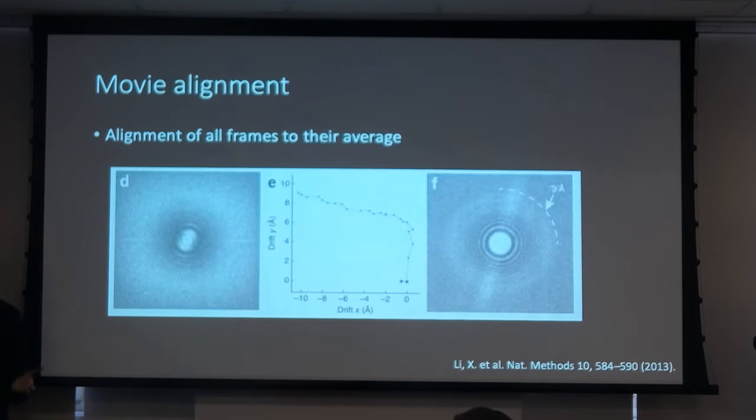If you have carbon grids, you might not see anything. If you have gold grids, you will actually see your particles. So that's one good reason to start looking at screening your samples with those gold UltrAuFoil grids when you don't have movie mode.